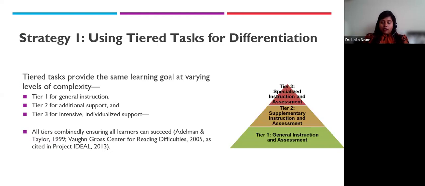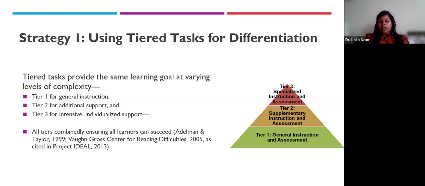Here we are talking about our first strategy, that is using tiered tasks for differentiation. Tiered tasks mainly provide the same learning goal, but at various levels of complexity. In our classroom, most of the time, with the same students, we generally have one learning goal for each classroom. But our level of complexity could differ based on our students' linguistic background, cultural background, etc.